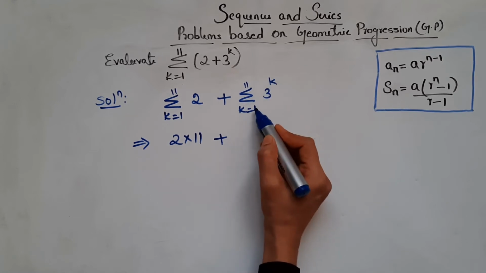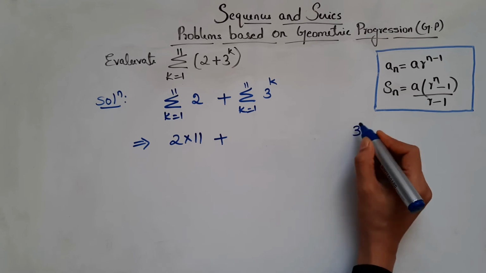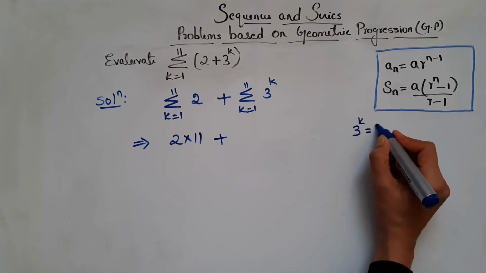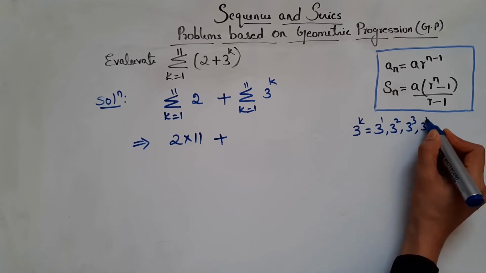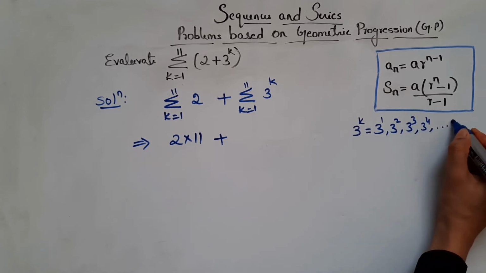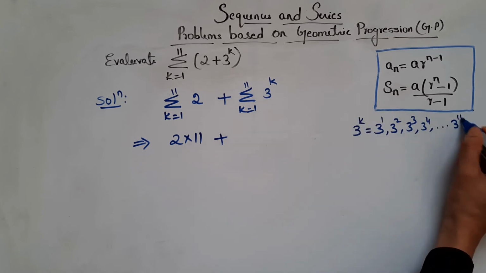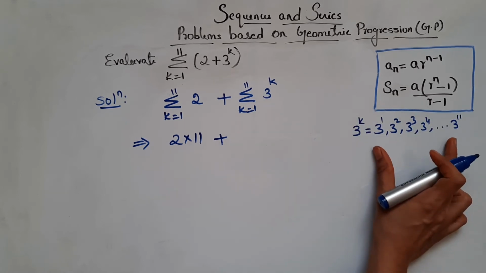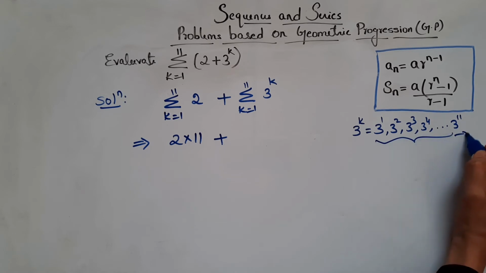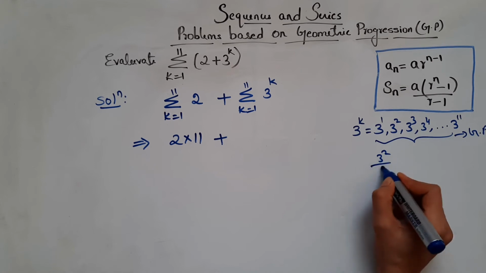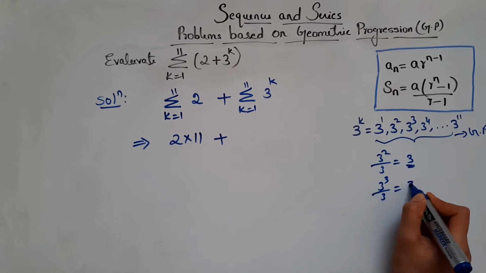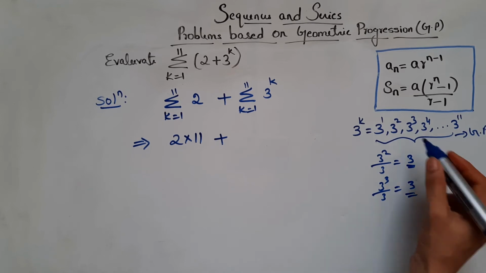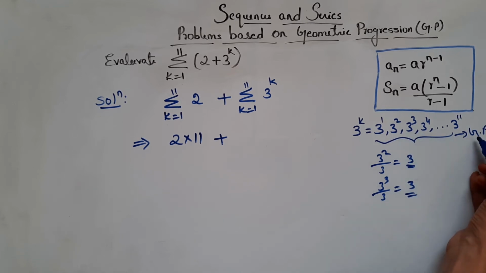So k will take from 1 to 11. So let me do here. So 3 power k, which is nothing but 3 power 1, 3 power 2, 3 power 3, 3 power 4 and so on up till 3 power 11, right? Now if you see this sequence is in GP. Let's see the ratio. 3 square by 3 will give you 3. Similarly, 3 cube by 3 is also 3, right?